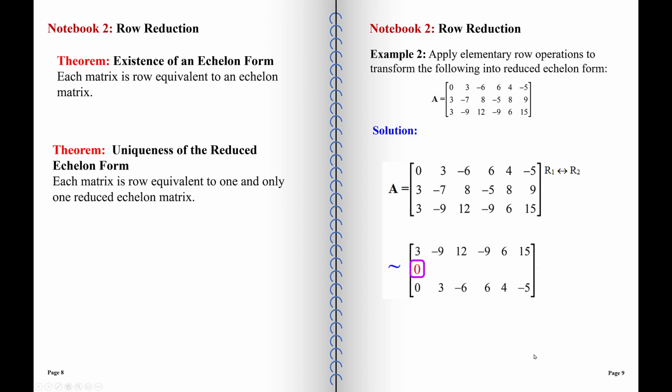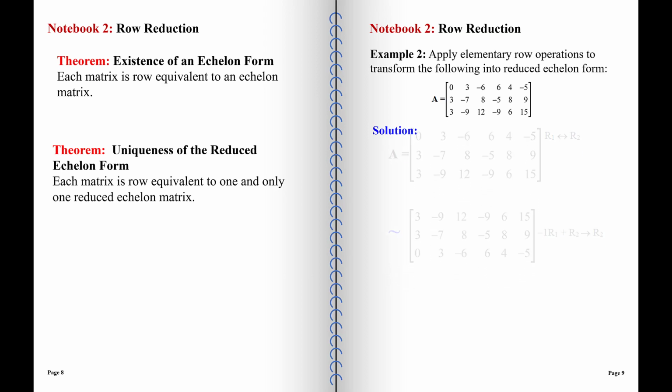How can I do that? I'll use the type 3 elementary row operation, which is a linear combination. I'll multiply -1 times row 1 and add that to row 2. Again, I'm going to leave the arithmetic to the reader. You can pause the video at any of these stages and perform the arithmetic to see if you get the same result that I do. So applying that operation produces.